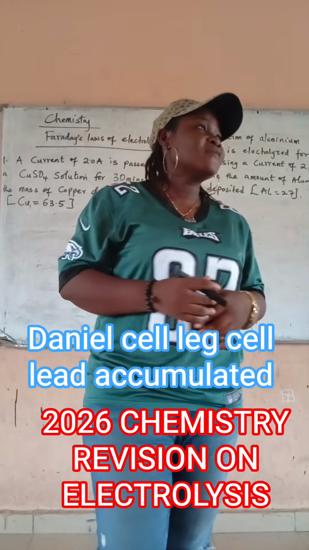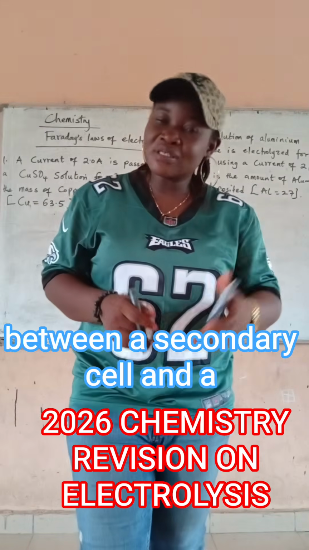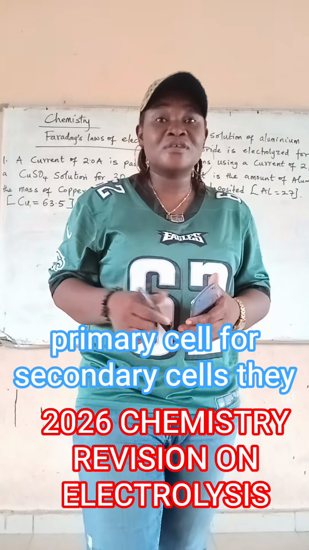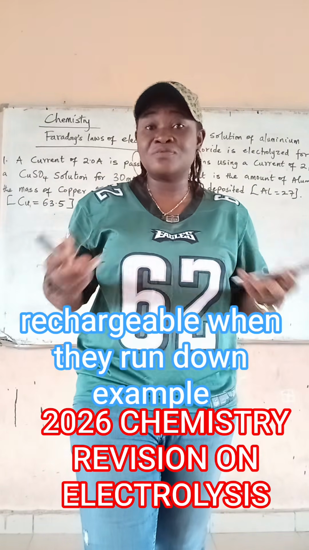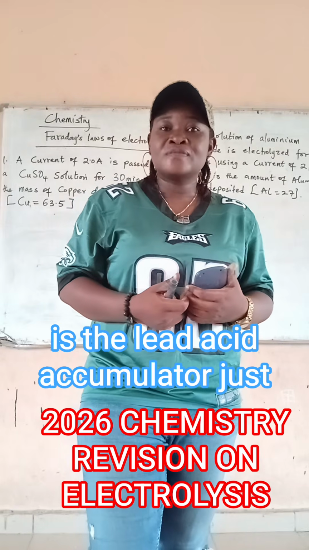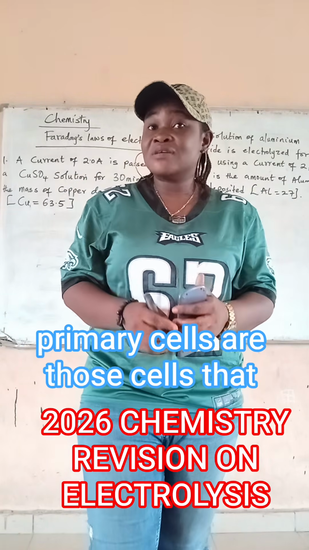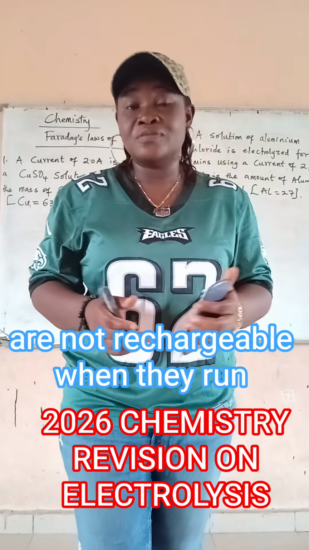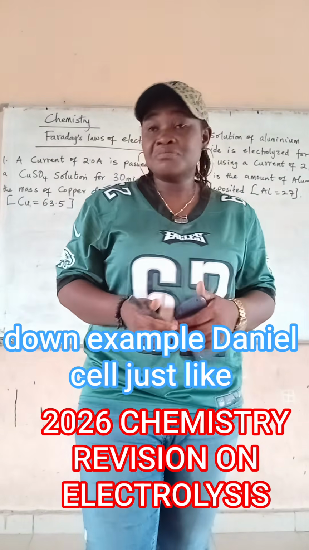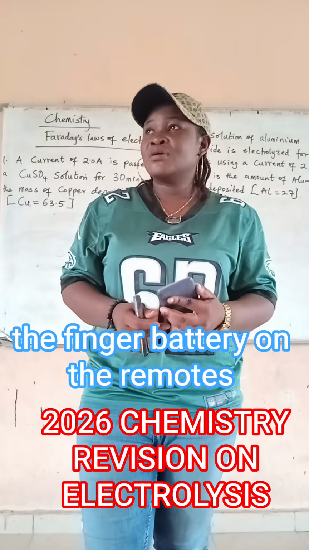You should also know the differences between a secondary cell and a primary cell. Secondary cells are rechargeable when they run down. An example is the lead acid accumulator, just like the car battery. While primary cells are those cells that are not rechargeable when they run down. Example, the Daniell cell, just like the finger battery on the remote.